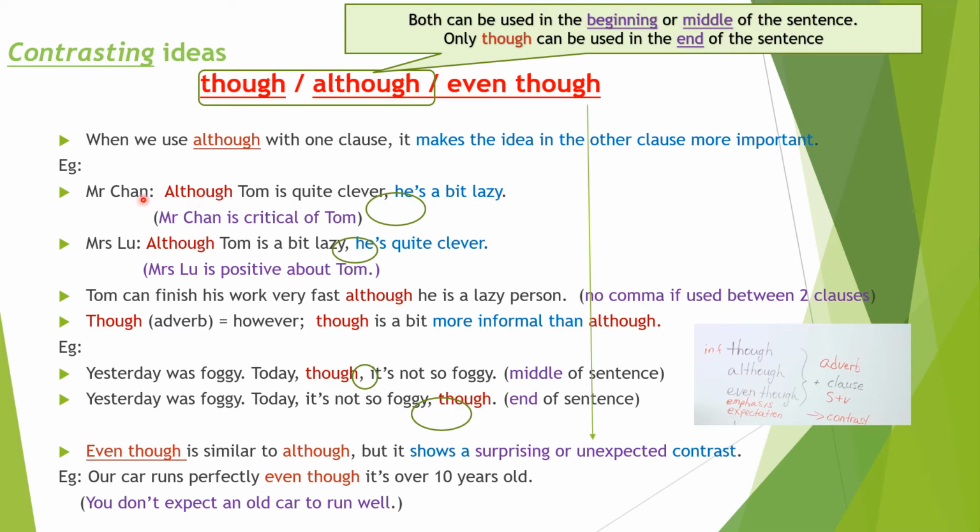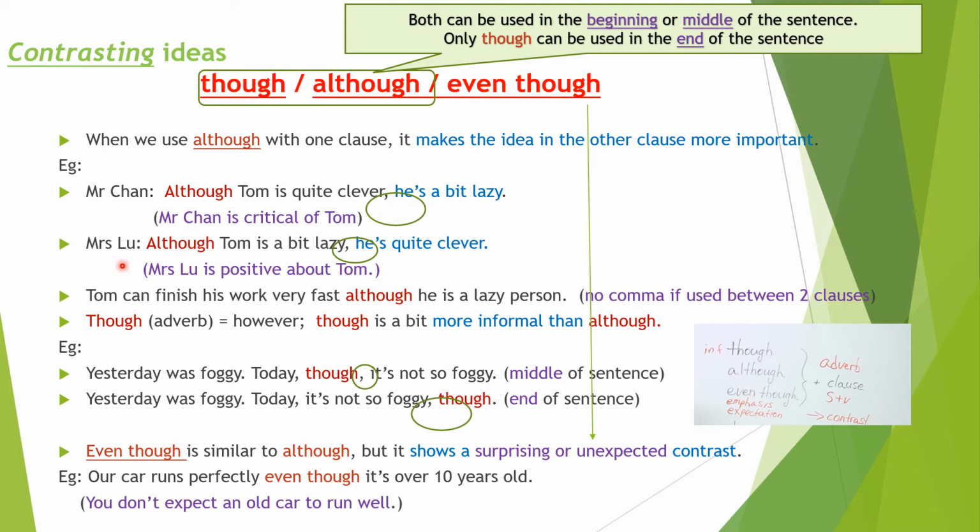Example: Mr. Chen says, although Tom is quite clever, comma, he is a bit lazy. So he wants to emphasize this part: he is a bit lazy. This is more important. So Mr. Chen is critical of Tom in this case.